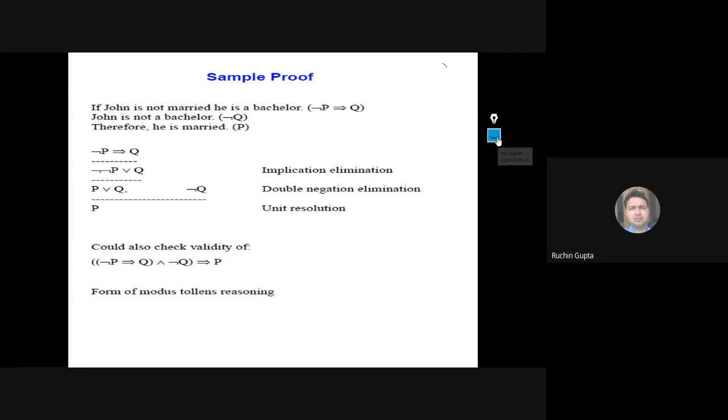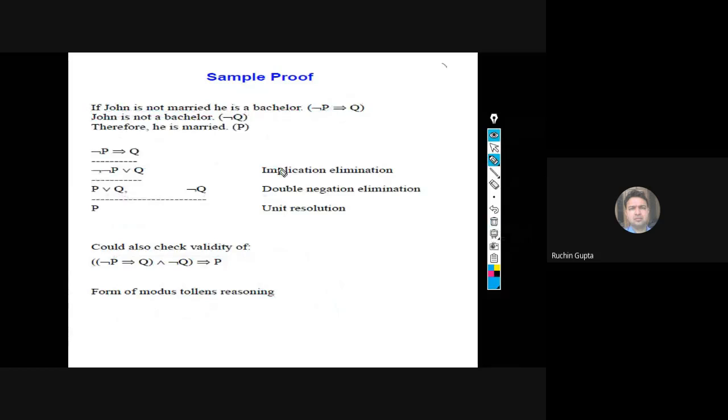So you see an example here. We are given the statement: if John is not married, he is a bachelor. If John is married can be represented by P, and he is a bachelor is represented by Q. You know that if-then statements are written using the implication operator. So I can translate it into negation of P implies Q.